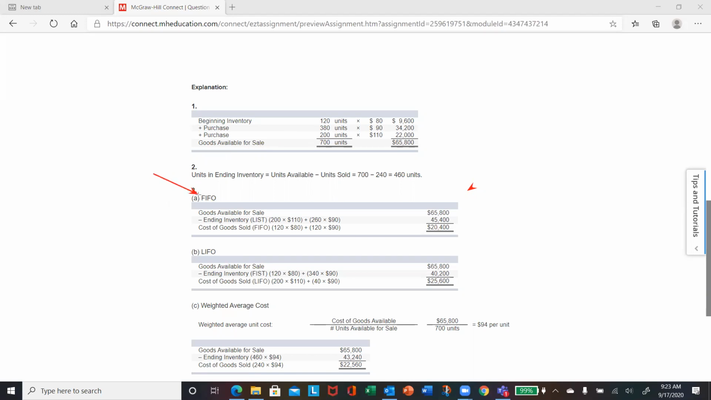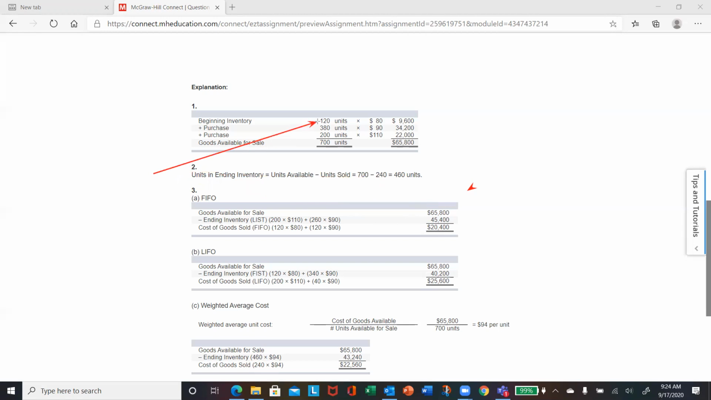Looking again at the FIFO method, the 65,800 is going to be the same for all of them. But for your ending inventory, if you've got 460 left, we know that has to be 200 from this group and 260 from this group. Remember, you're going backwards. So you take 200 at 110 and then 260 at 90, right there. That would give you your ending inventory. And of course, you could just subtract that from your goods available. That would tell you your cost of goods sold. Or you could go backwards and say, well, you've got to get all the units sold, which is the 240.